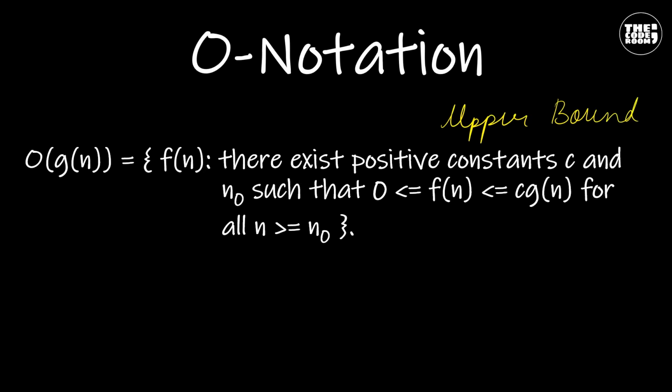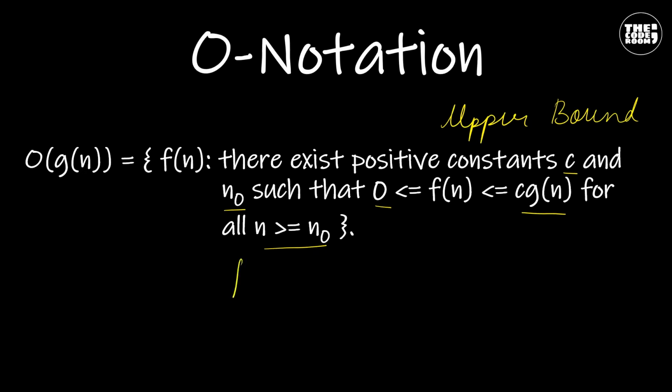The big O of g of n states that for a function f of n, there exist positive constants c and n naught such that f of n is greater than or equal to 0 and less than or equal to c g of n for all n greater than n naught. Let us understand this better with the help of an example.